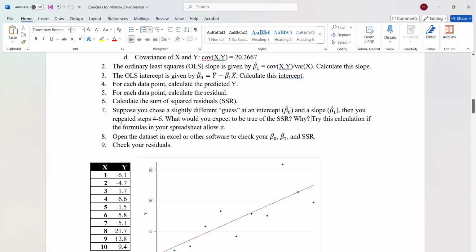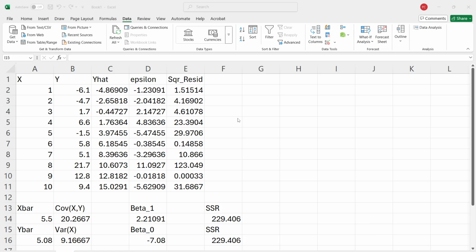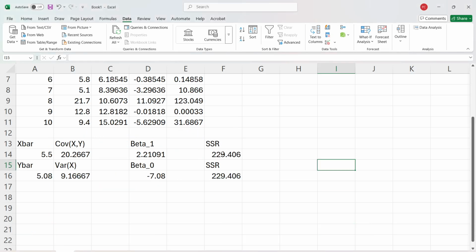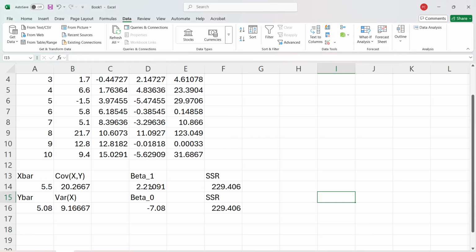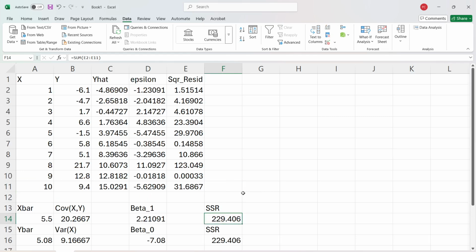Try this calculation if the formulas in your spreadsheet allow it. Well, they do. I could plug in different numbers, and you're free to do that. You know what will happen, right? I will only get a larger sum of squared residuals if I plug in anything other than this beta 1 and that beta 1, and watch what happens to these guys. Of course, if I replace this number with something terrible, then everything is going to change. SSR will increase.